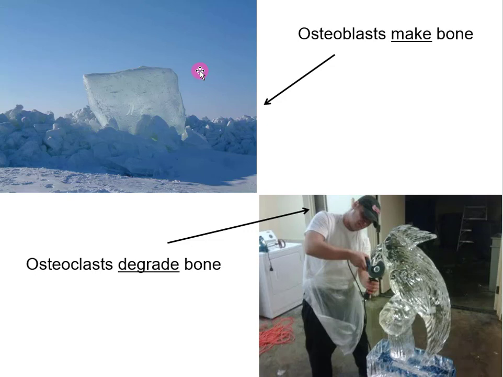Let's think of that there being somebody whose job is to make ice. Okay, so he pours water in a big giant thing and it freezes. All right, so that person's job is to make ice. The osteoblast's job is to make bone, and there it is, your bone.